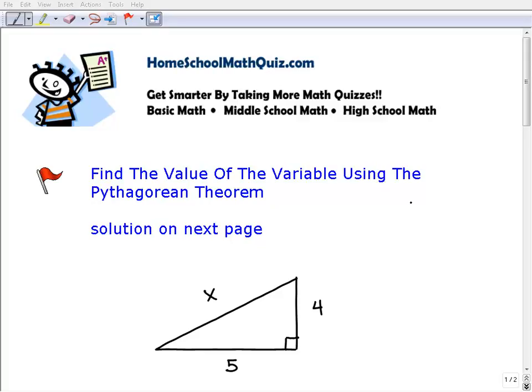So here's a quick pop quiz for you. The question is, find the value of the variable using the Pythagorean theorem. So very straightforward, I would say. Definitely at the pre-algebra level, middle school level, you should have been introduced to this.